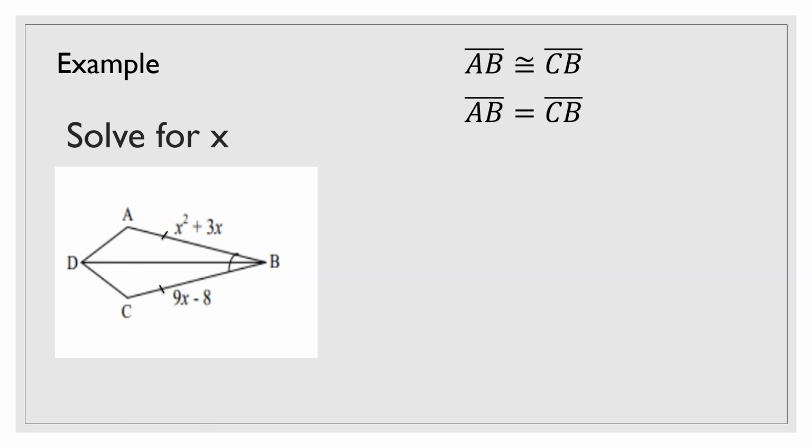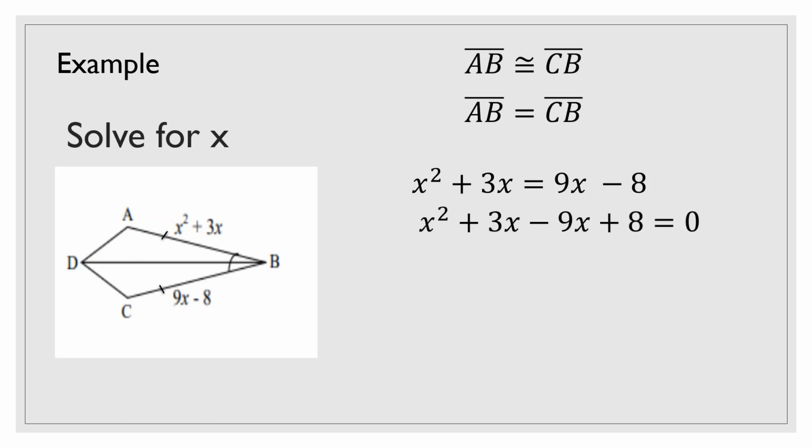So substituting the value of AB, which is x squared plus 3x, and CB, which is 9x minus 8, you will have this equation. Now, combine similar terms. So, ililipat lang natin yung 9x sa kabilang side ng equation to combine with 3x. Okay? And then, lilipat na rin natin yung negative 8 to the other side of the equation so that later on, magkakaroon tayo ng trinomial.